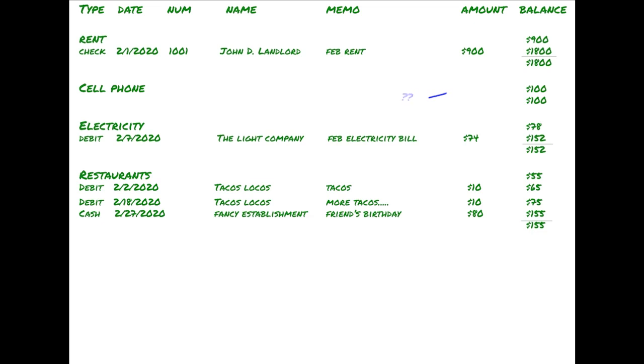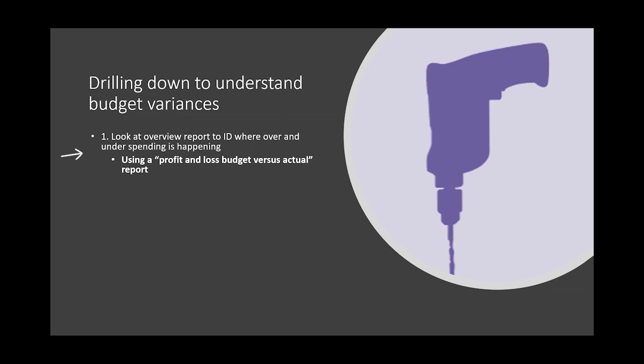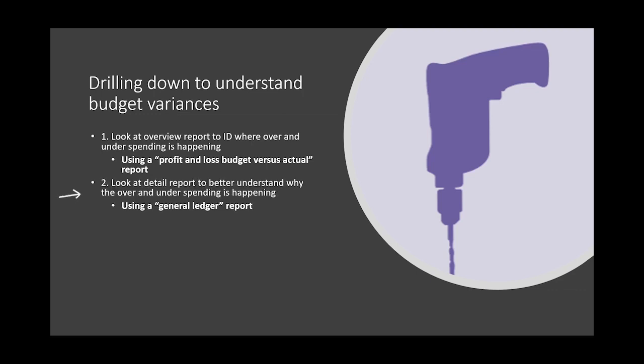That's pretty much the gist of how to better understand budget variances. Let's recap and then look at an example using a real ROC's financials. Step 1, use the profit and loss budget versus actual report to identify areas where overspending and underspending is taking place. Step 2, use the general ledger report to try to understand why the over and underspending is happening.